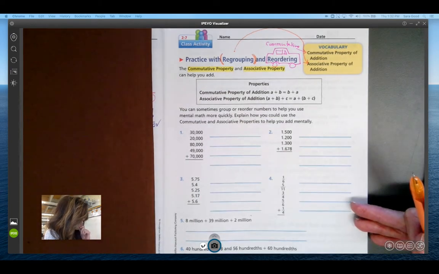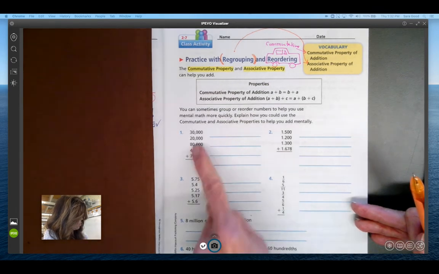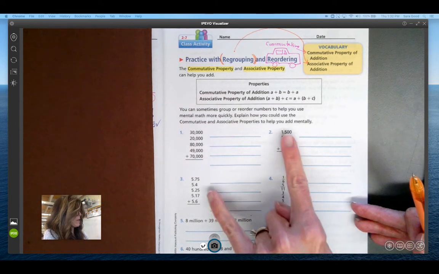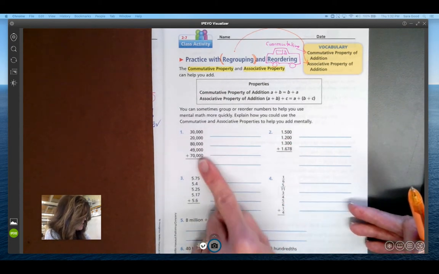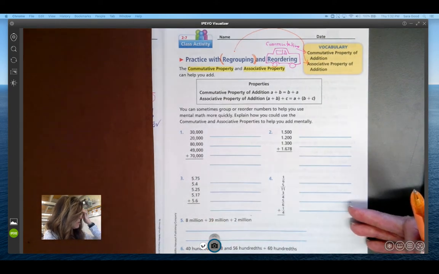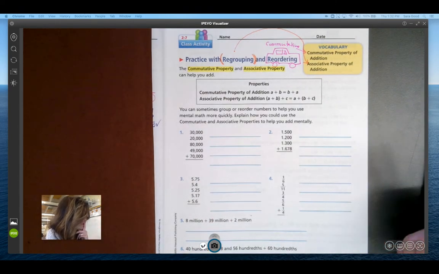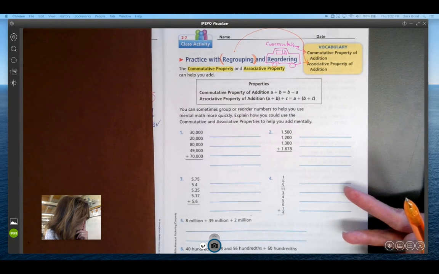I'm going to work 1 and 4, and I'm going to have you practice the decimals since that's what we're working on this time. All right. Do you see anything that you would associate first? Oh, I do. Oh, I do.